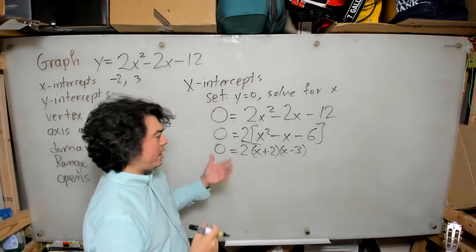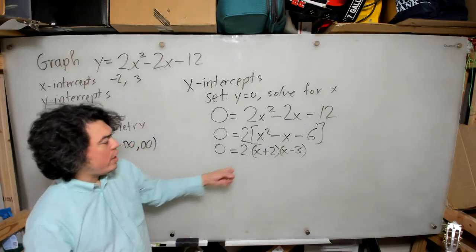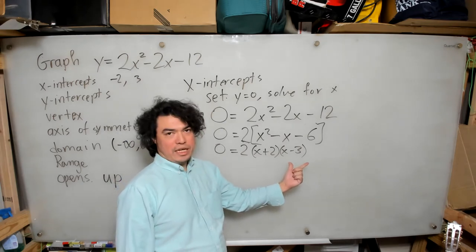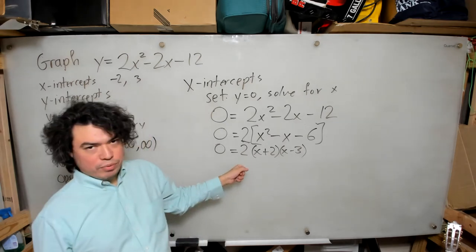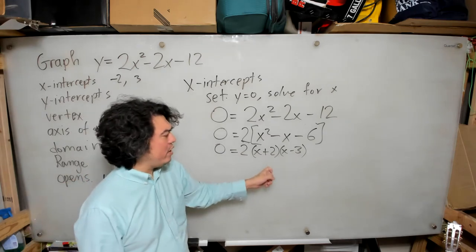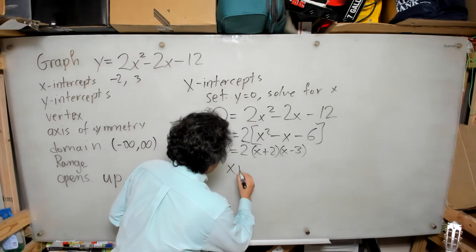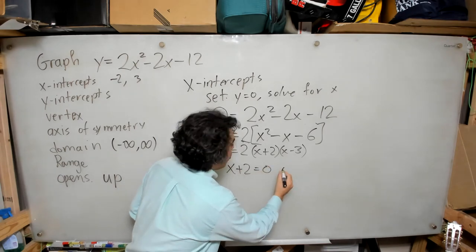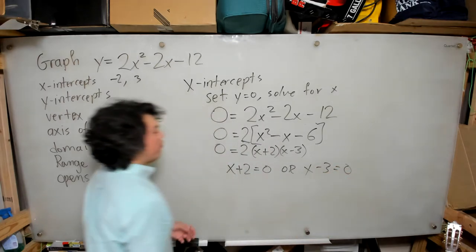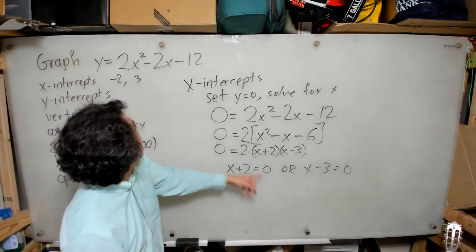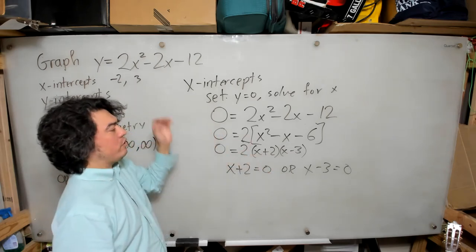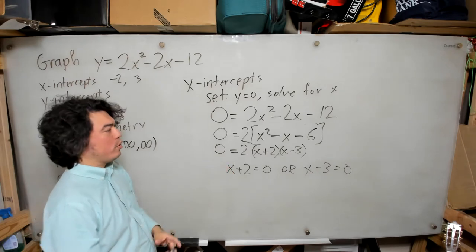And once here, we can again use the zero product property. Here we have 2 times this number, whatever it is, x plus 2, times this number, whatever it is, x minus 3. Now the 2 can never be 0. So if this product is 0, then either the x plus 2 is 0, or the x minus 3 is equal to 0. And of course, you can see if I subtract 2 to the other side, I get the negative 2. And if I add 3 to the other side, I get a positive 3. And so this will give us the same x-intercepts, okay?